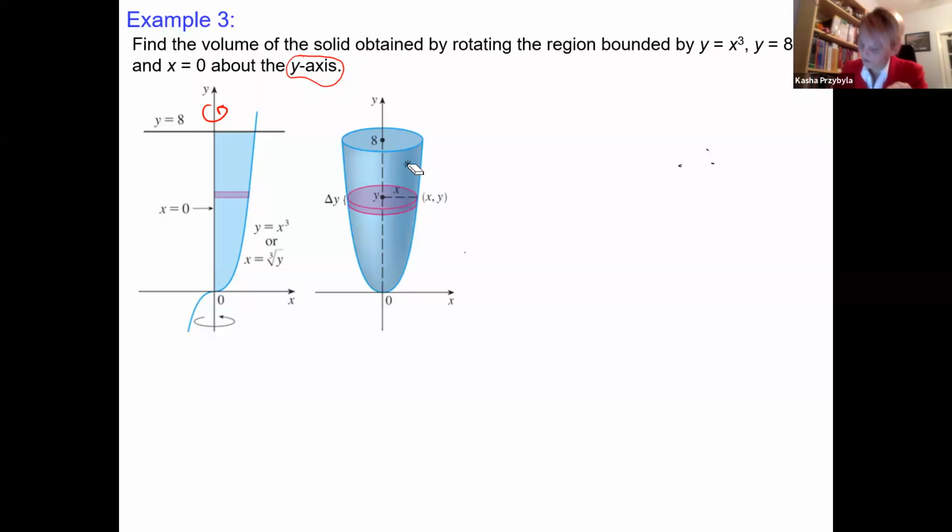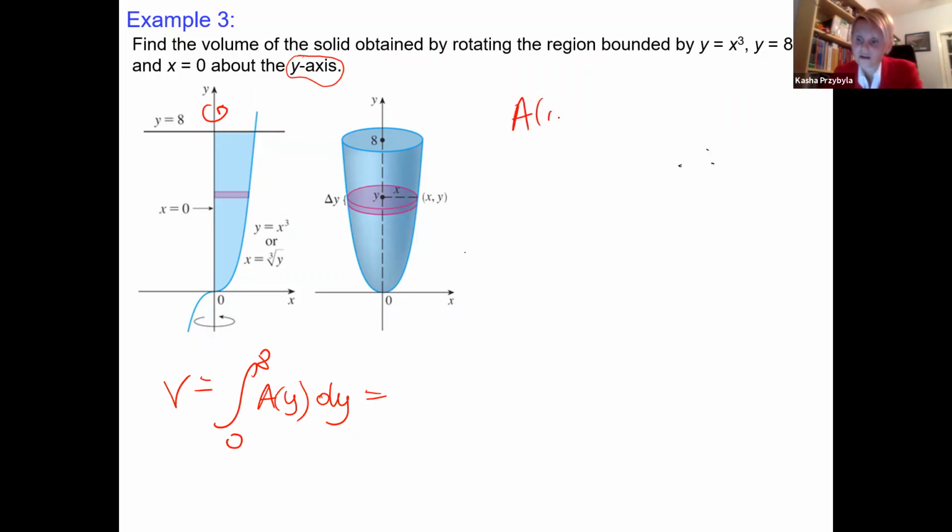I think I typed the answer, but I will show you later. We definitely know that we will integrate with respect to y from 0 to 8. Perfect. But now the cross-sectional area. It's still a circle, pi r squared, but now we have to find the radius in terms of y, because since we're integrating and rotating in terms of y, everything is in terms of y. We have to define that radius in terms of y.